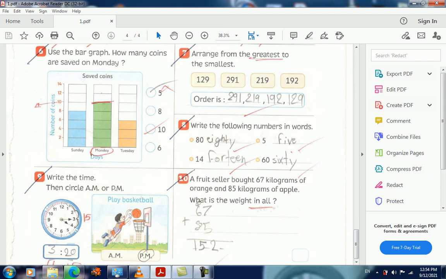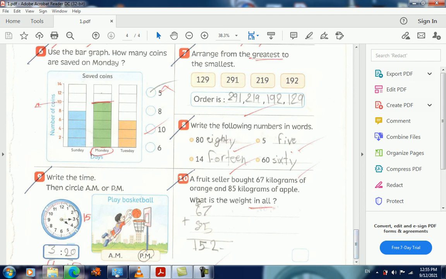Number 7. Arrange from the greatest to the smallest. We got 129, 291, 219, and 192. We want from the greatest. So which one is the greatest number? It's 291. And then what comes next? 219. Then 192, then 129.